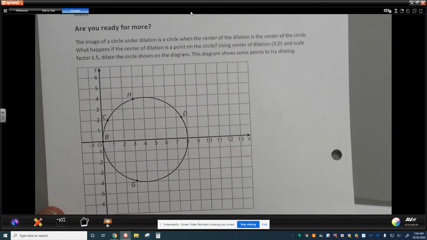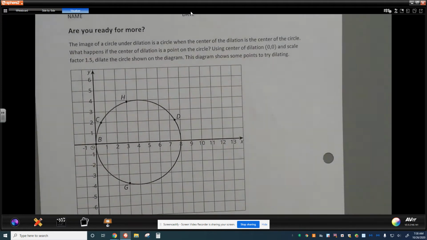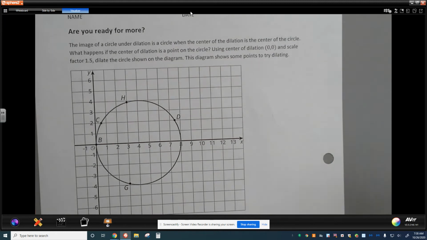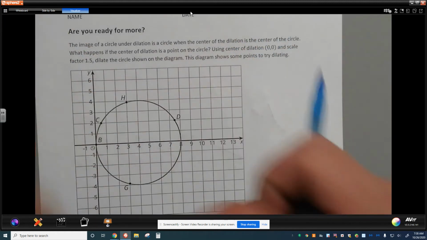Now, the last part of our lesson, what happens if we give you a circle? Oh my goodness, a circle. That's got to be a lot harder, right? Oh, maybe not. Let's look and see what we're looking for here. It says the image of a circle under dilation is a circle. Well, that makes sense because if we're just shrinking or growing something, a circle will just get larger or smaller.